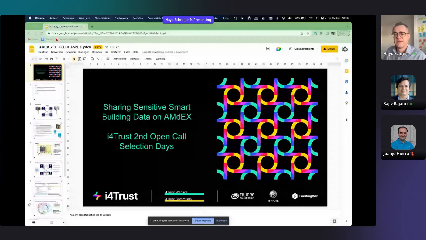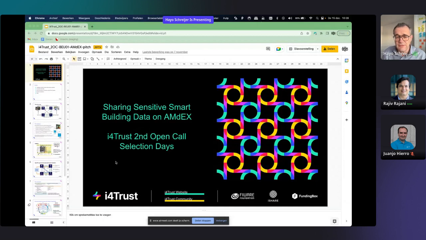Perfect. I won't put it in presentation mode, so I can just select some sheets from the original pitch that we did for this project. As Rajiv said, the project is called Sharing Sensitive Smart Building Data on Amdex. I will just show you some sheets to show you what we're doing and what Amdex is. Maybe to start with a picture of the flow.